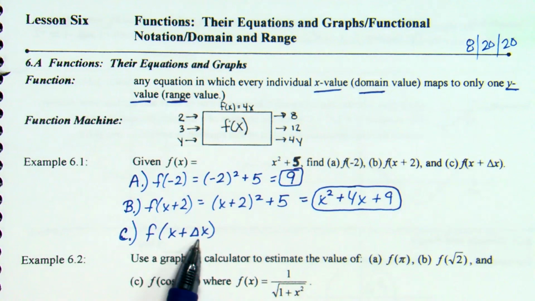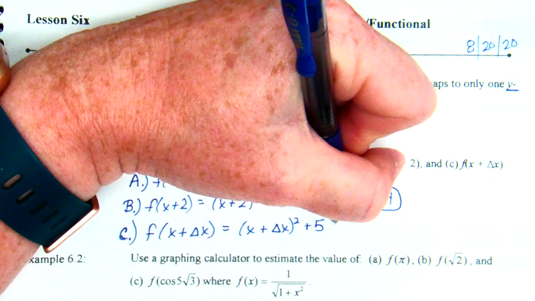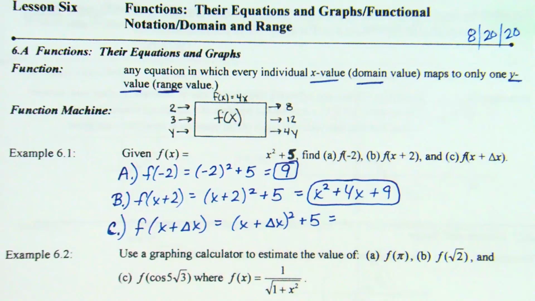Every place we see an x, we're going to replace it with x plus delta x, right? So instead of x squared, it's going to be x plus delta x squared. And still plus 5.